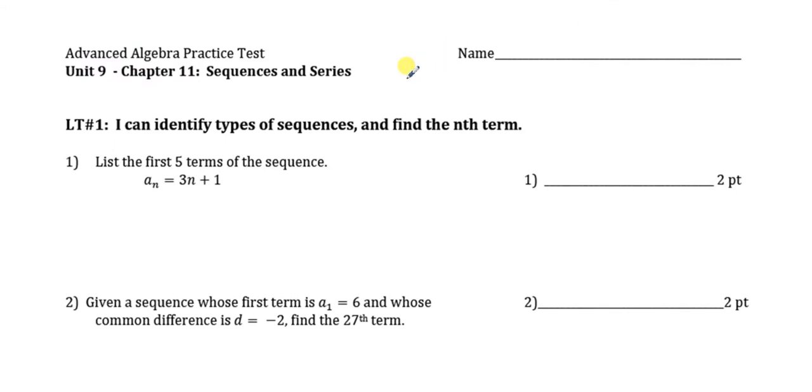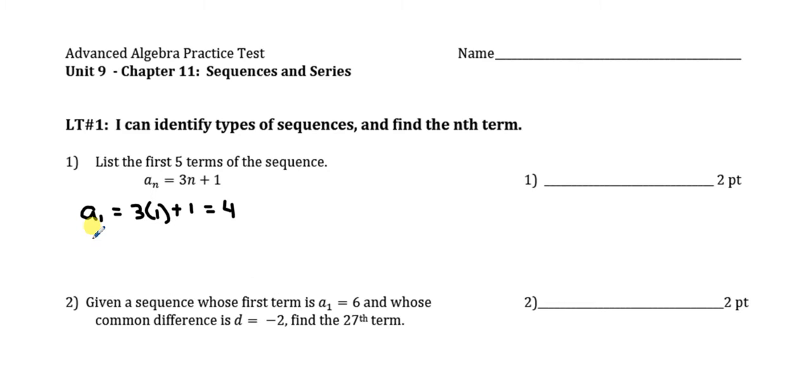So let's get started. The first question is to list the first 5 terms of the sequence. This is an arithmetic sequence, so you'd use formula number 1. A1 is the first term, so N is 1. Just plug 1 in for N. So A1 is 3 times 1 plus 1, which equals 3 plus 1, which is 4.